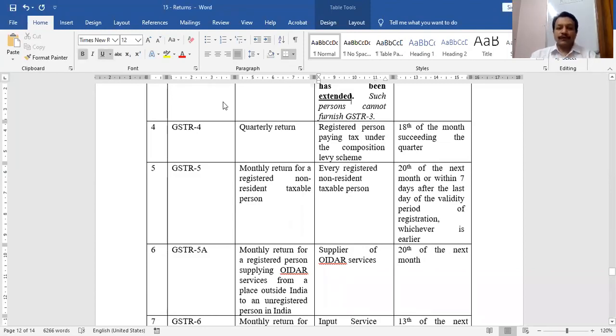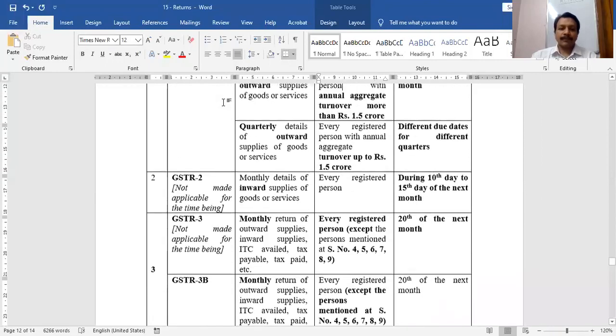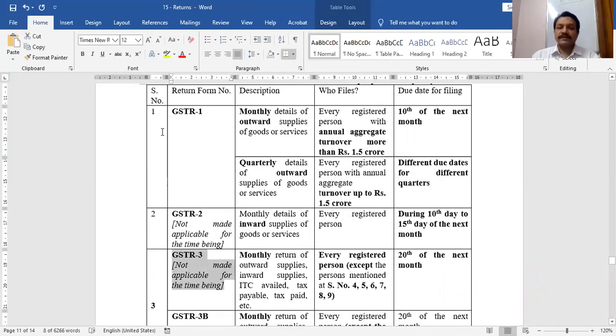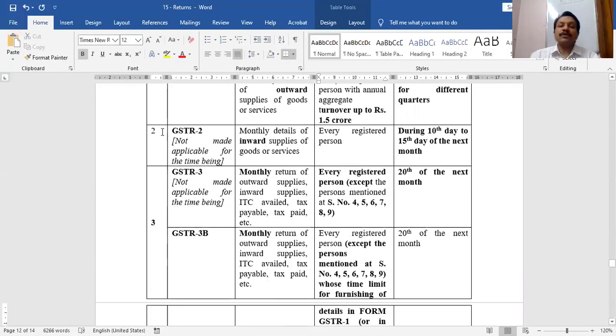So we have covered 4 forms: GSTR 1, GSTR 2, GSTR 3 and GSTR 3B. Right now in India we don't have GSTR 2 and 3. We have only GSTR 1 for the time being and 3B.